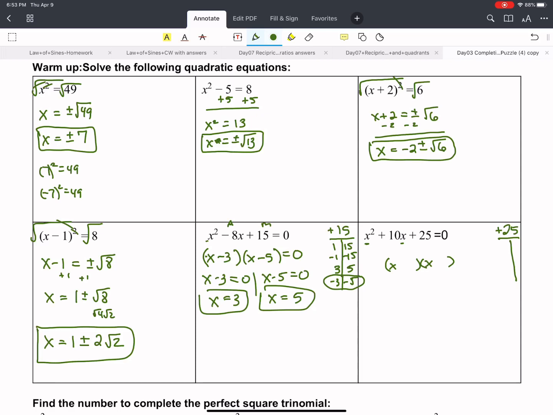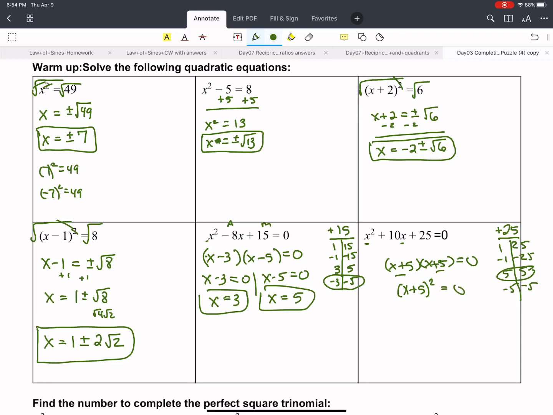So I'm going to think about this. I can do 1 and 25, or negative 1 and negative 25, or 5 and 5, or negative 5 and negative 5, but it looks like in this case it's 5 and 5. So that's equal to 0. So this is x plus 5 squared, because they're exactly the same. I can write that equals 0.